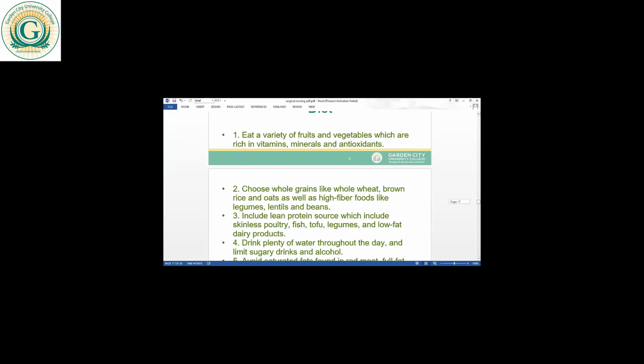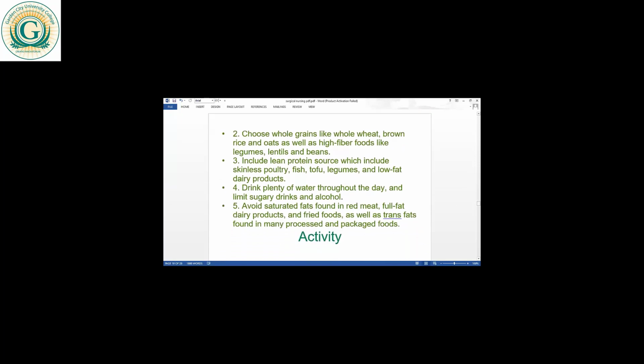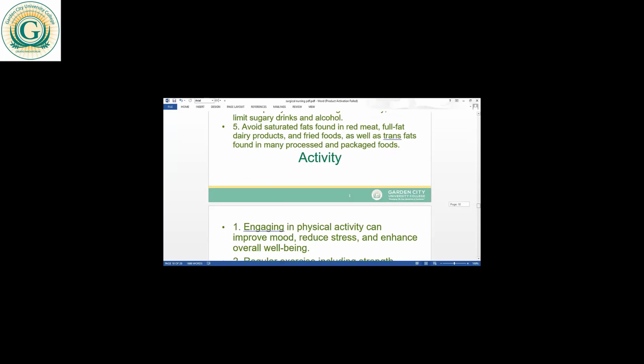So our food habits these days have changed. So if we can go back to our normal, healthier food habits, it will help us prevent these conditions or treat our liver cancers. And then we said you drink plenty of water throughout the day and limit sugary drinks and alcohol. Avoid saturated fats found in red meat, full fat dairy products, and fried foods, as well as trans fat found in many processed and packaged foods.